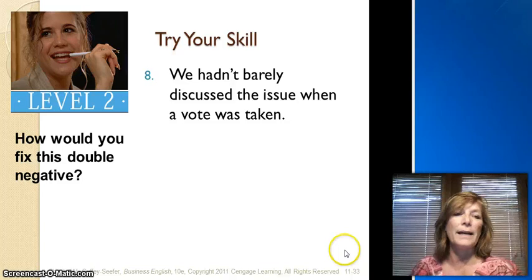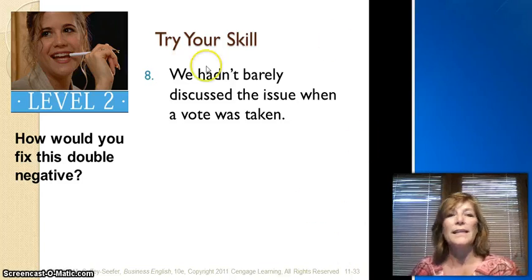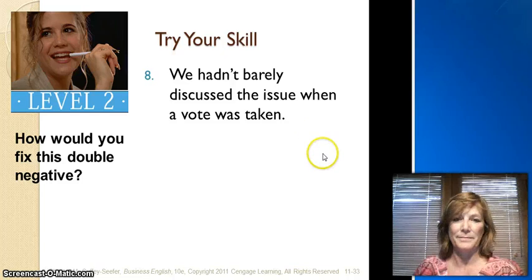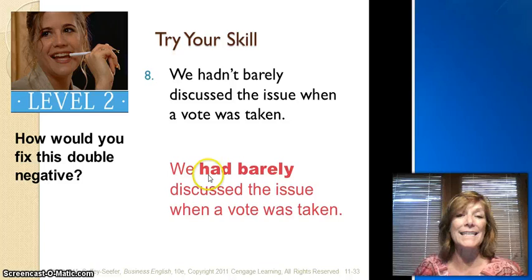Okay, and this double negative, how will we fix it? We hadn't barely discussed the issue when a vote was taken. Well, we have two negatives. So how are we going to fix this? How about "we had barely" instead of "hadn't"? We had barely discussed the issue. So that would fix this double negative.